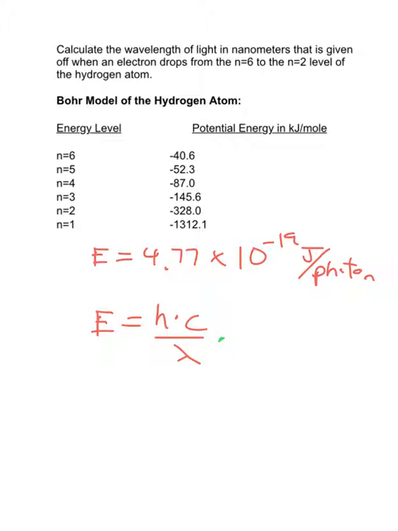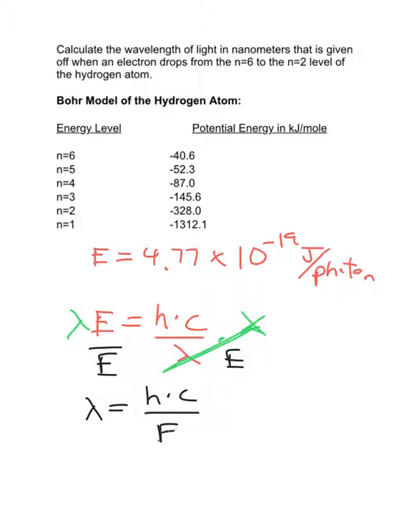So we'll solve this for wavelength, which I'll go ahead and do real quick before I even plug anything in. I'm going to multiply both sides by the wavelength, which cancels the wavelength out, and then to solve for wavelength, I would divide by energy on both sides. So my wavelength is going to equal H times C divided by energy. And so I'll go ahead and plug those in.